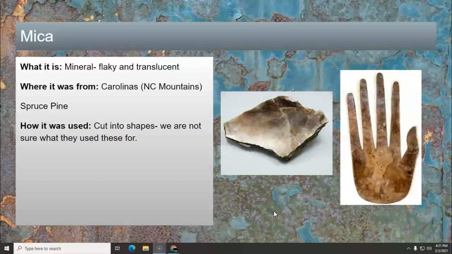Mica is cut into shapes. We're not quite sure what they used them for. They had some sort of ceremonial aspect to them. When we work on the studio project, for a couple of the things that we make, we do have some mica that we are going to use. The hand on the side there is one of the most famous Hopewell artifacts, and it is made out of mica.